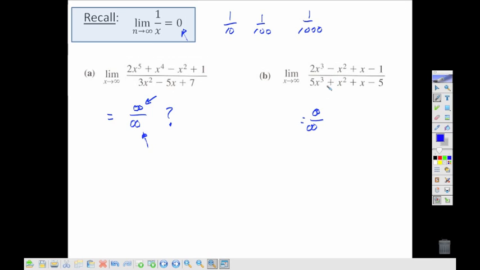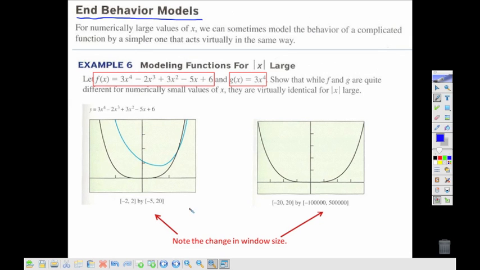Now in both of these, if you plug them into a table in your calculator, you would see that this one is tending to a certain value of 2/5, whereas this one's growing to a much larger number. Now there's a way that we can check and tell, and it's dealing with something called end behavior models.